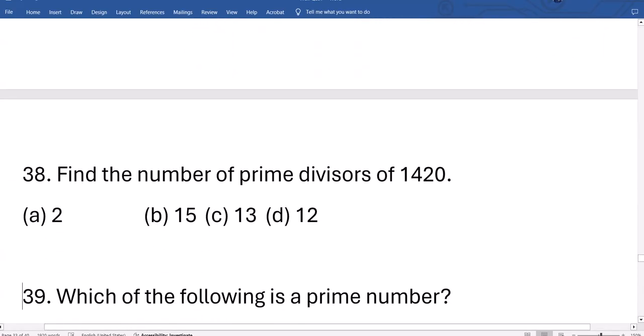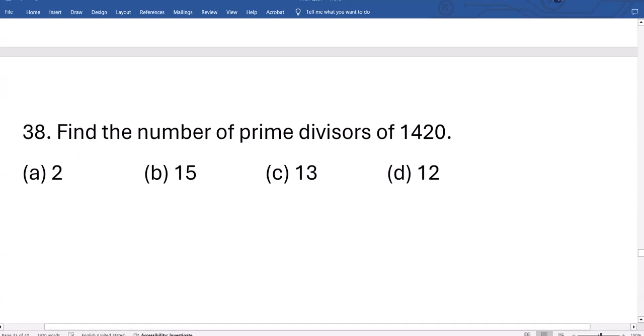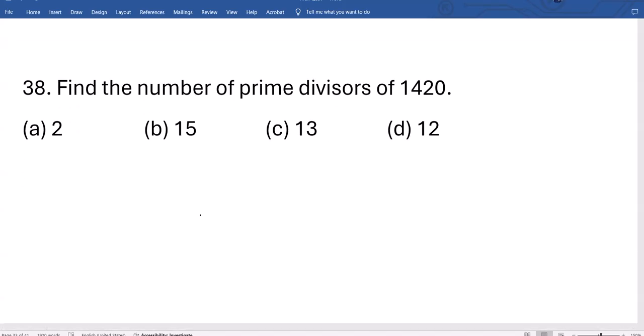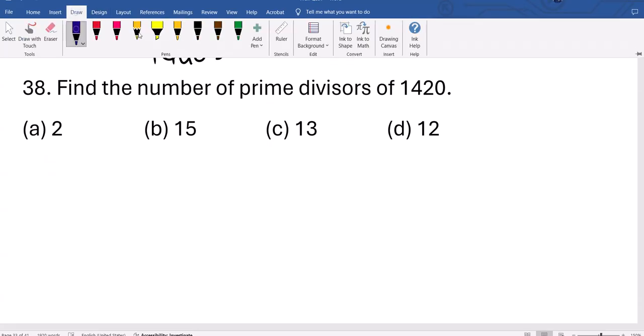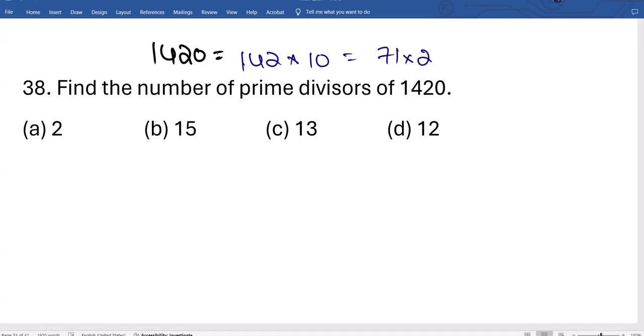What about 38? Can anyone tell what topic it actually is? Sir? Number systems. Very good. Number systems concept. For divisors or factors, first write the given number as prime number powers. We can write 1420 as 142 into 10. 142 is 71 into 2, and 71 is a prime number. 10 is 2 into 5. Now all are prime numbers.